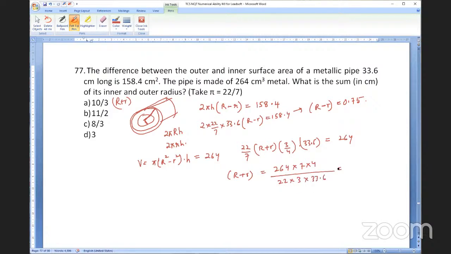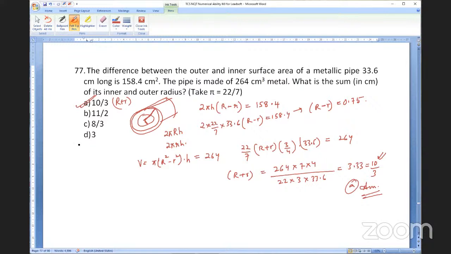Let's see what our drop-down calculator says. 264 into 28 divided by 66 divided by 33.6 gives us 3.33. 3.33 is nothing but 10 by 3. Option A is the pick. Sum of inner and outer radius is 10 by 3.